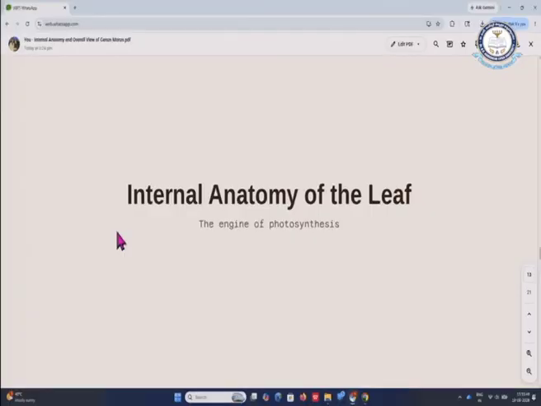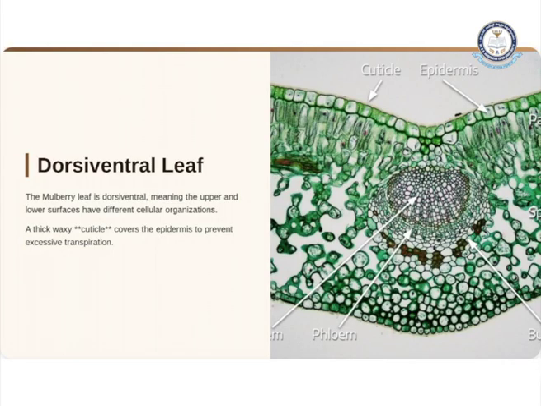Now we are studying the internal anatomy of a leaf, the engine of photosynthesis. As mentioned in sericulture, the silk industry, the silkworms feed on the mulberry leaves. These leaves are highly nutritive, consisting of high protein and high carbohydrate contents as well. So as we see the anatomy of the leaf, this is dorsiventral. If we see the cross section of the leaf under a microscope, this is the structure.